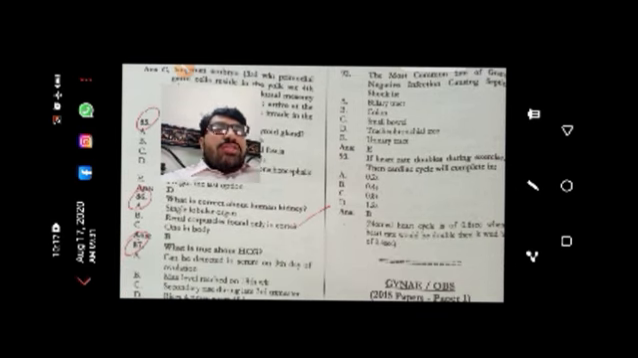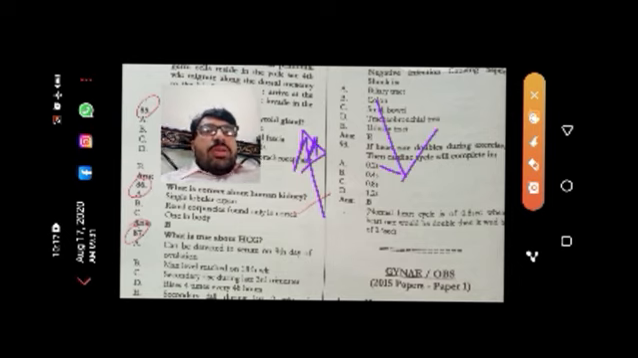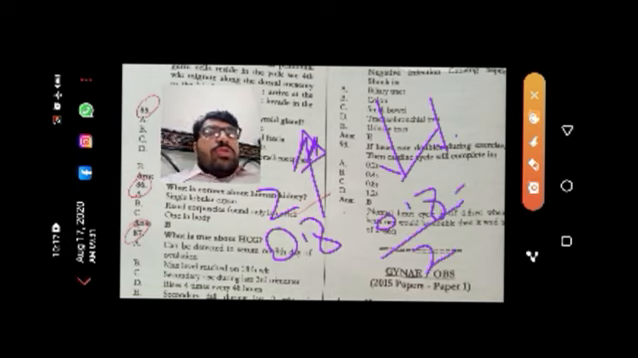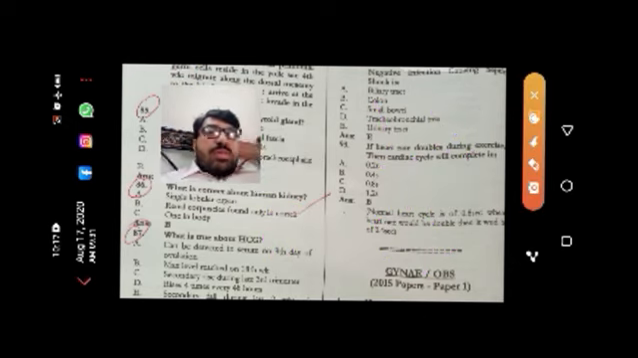If the heart rate doubles during exercise, then the cardiac cycle will complete in? Now if you increase the heart rate, the time duration of the cardiac cycle decreases. So the normal cardiac cycle is 0.8. If it is doubled, it will decrease by half. So 0.8 divided by 2 is equal to 0.4. Well, there is another MCQ I already discussed in my previous video.